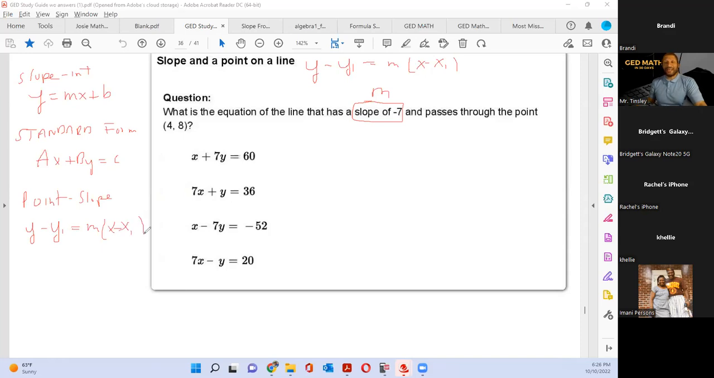So again, what did I say to do? Identify the formula from your formula sheet. They gave you a point and a slope. Then go to your formula sheet, get the formula. Then identify your givens. We know the slope is -7. That's m. They gave us a point. When they give you an ordered pair, what are they giving you?